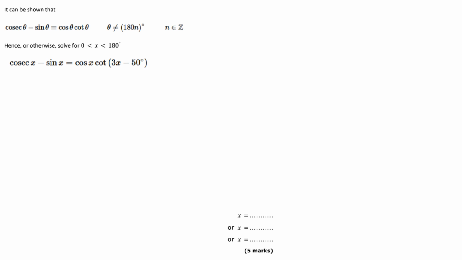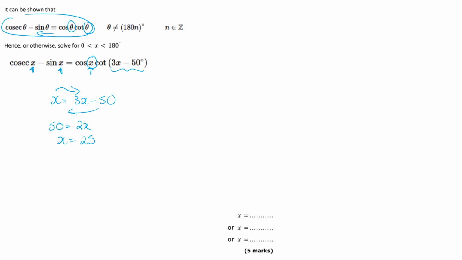This next part is following on from the identity that we've just proven, so we can see we've got the same setup here with these x instead of thetas, but here what's in the bracket must be the same as this x. These two have to be the same for it to equal the left hand side. So we start by saying that x must equal 3x minus 50 and just solve for that x. So take that x to this side and the 50 to the other side. 50 is equal to 2x, so x is equal to 25 is one solution.